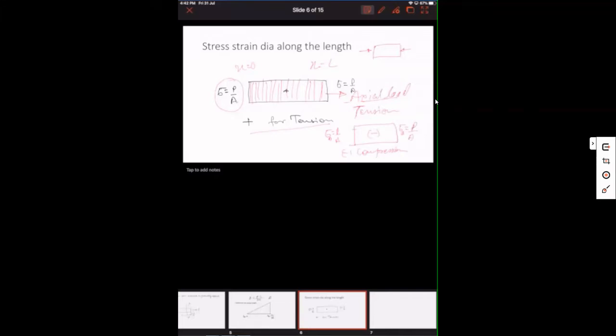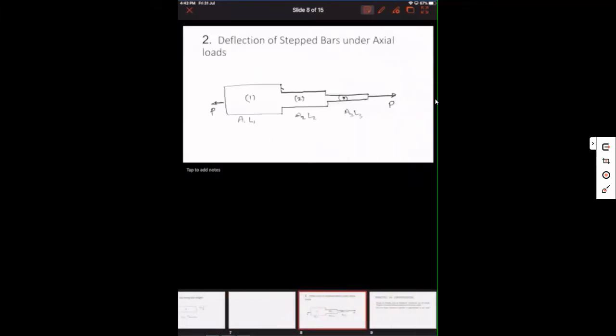Next, let's see deflection of a stepped bar under axial load. Now what we are doing here is changing the cross section of our bar at each and every location. Suppose at L1 distance, my cross section is the same. At L2 distance, this is the length L2, this is the length L1 and this is L3, and load P is applied at both the ends. Now I want to calculate the deflection of this bar. What is my deformation delta under this condition?